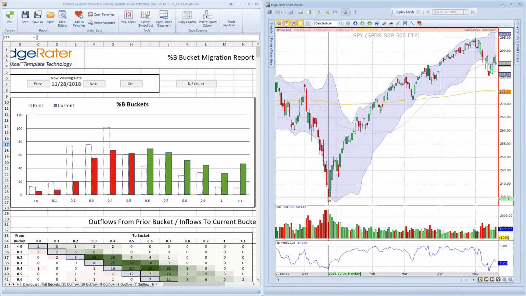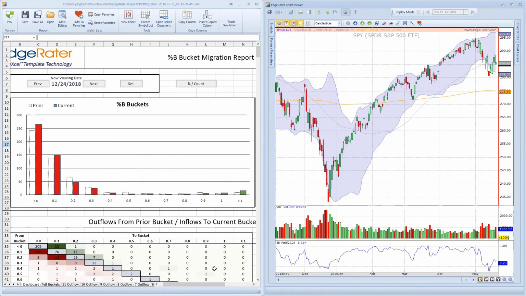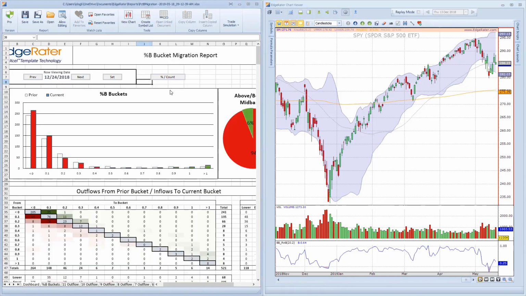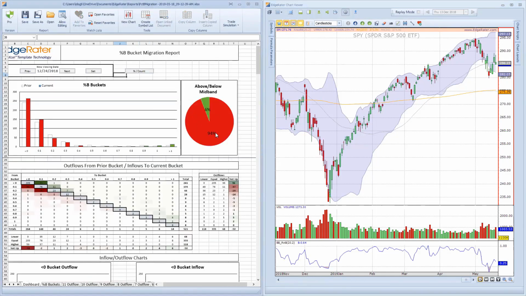Christmas Eve? All right, this is extreme. In this particular list, 94% of stocks were below the middle band. Only 6% were above the middle band. If you run this on the S&P 1500, the number is even higher, something like 98 or 99% below the middle band. You can see that most of the stocks were grouped into bucket 0, meaning they were below the lower Bollinger Band. Extreme conditions down here.